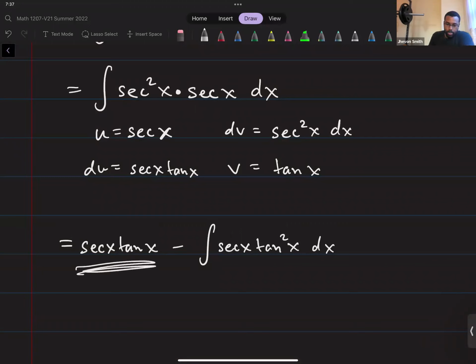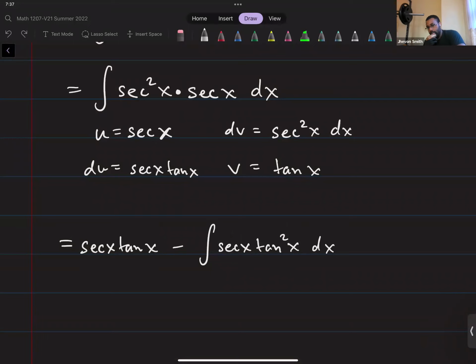Sorry, so this part we don't have to worry about, but how do we deal with that one? So now I start to think, is this one of our previous nice cases? Is the power of secant even? No. The power of tangent odd? No. So we're kind of again in uncharted territory.